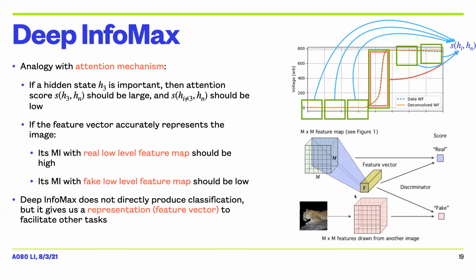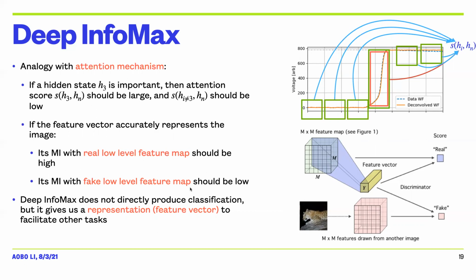Remember, the feature vector is actually computed after each level, after the low-level feature map. If the feature vector accurately represents the image, then its mutual information with a real low-level feature map should be high, meaning that they are highly dependent, just like the attention score of the attention mechanism will be high. At the same time, its mutual information with a fake low-level feature map, which actually comes from a different image, will be low.